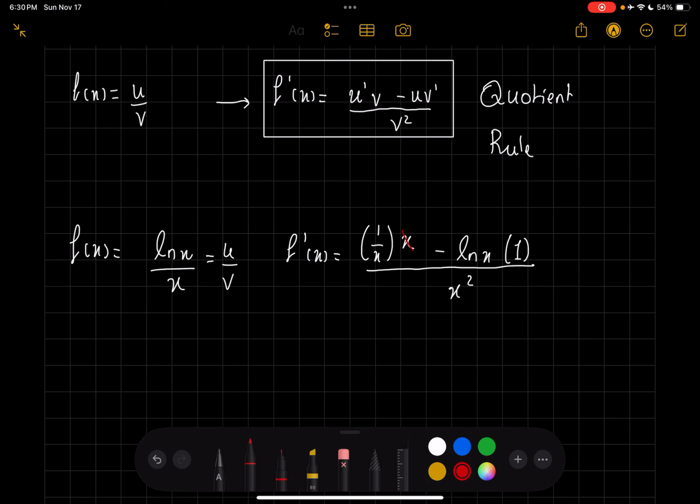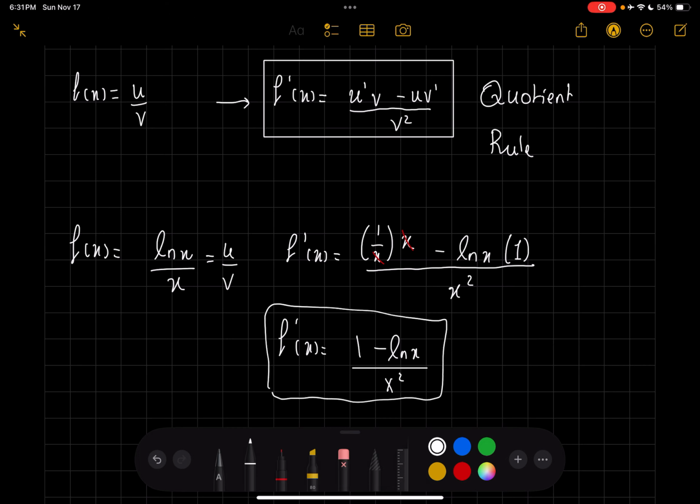Now notice over here that you can cross x with x, so you're going to get f prime of x is 1 minus ln x over x to the power of 2. This is basically our final answer.